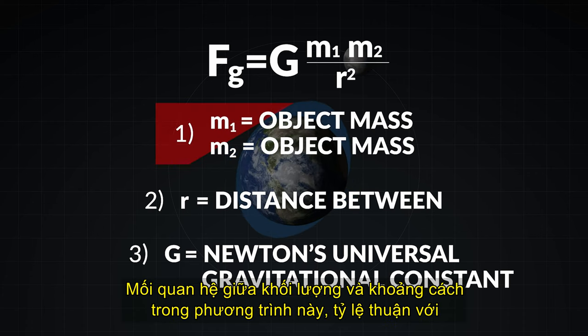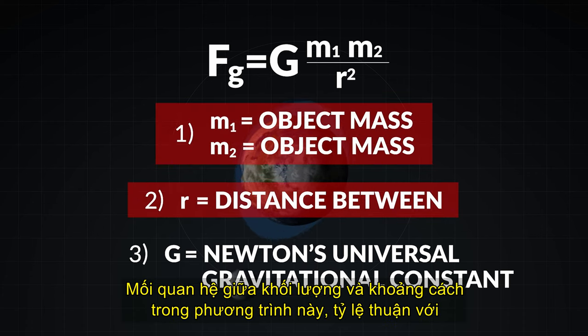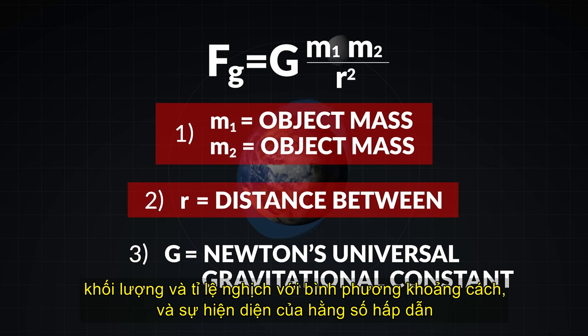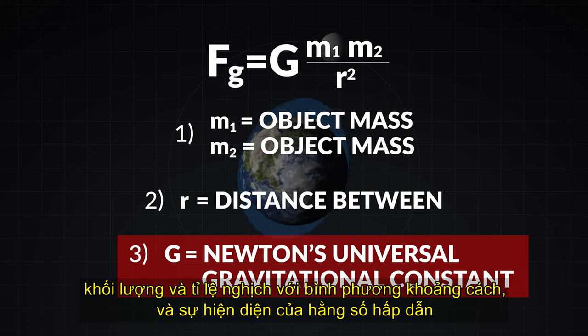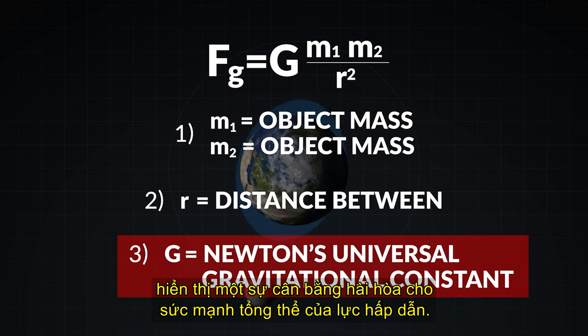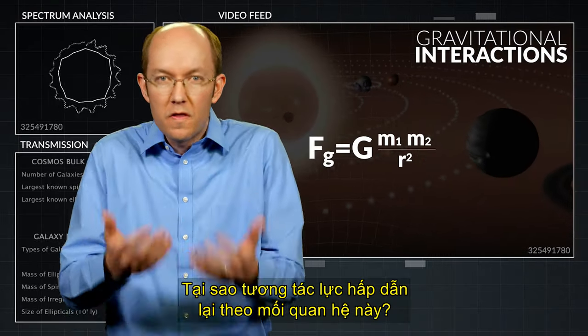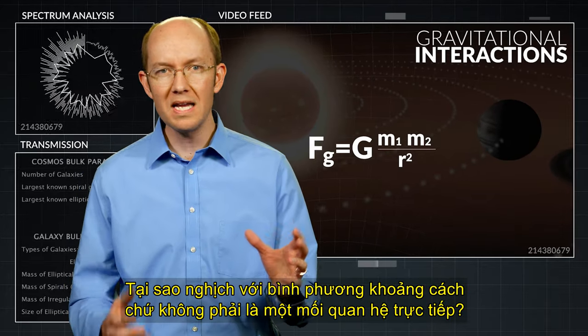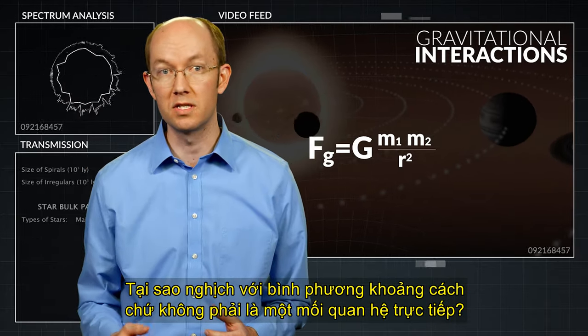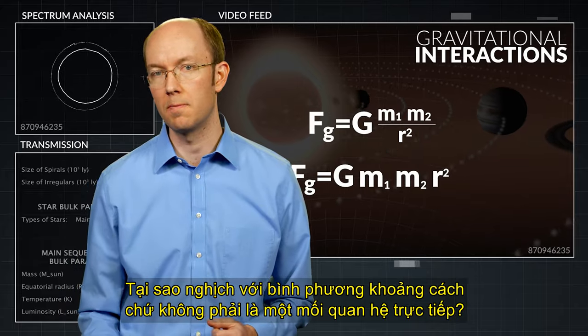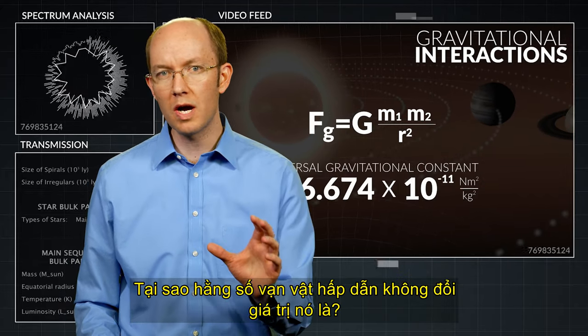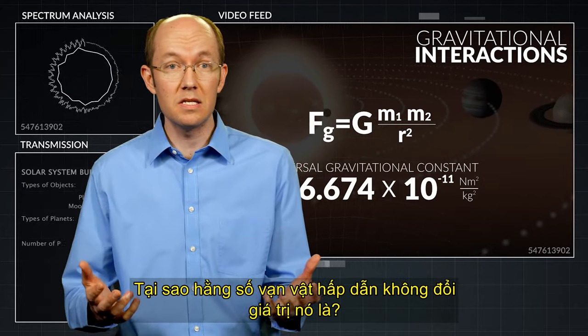Both the relationship between mass and distance in this equation, which scales directly with mass and inversely with the square of distance, and the presence of the gravitational constant show a finely tuned balance for the overall strength of gravity's force. Why is it that gravitational interactions follow this relation? Why inversely with the square of distance rather than a direct relationship? Why is the universal gravitation constant the value that it is?